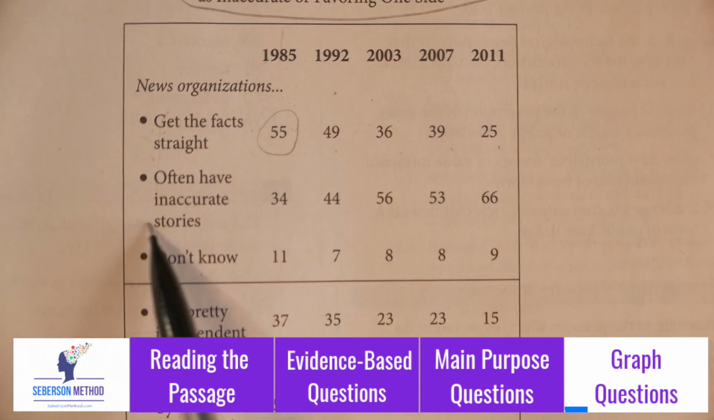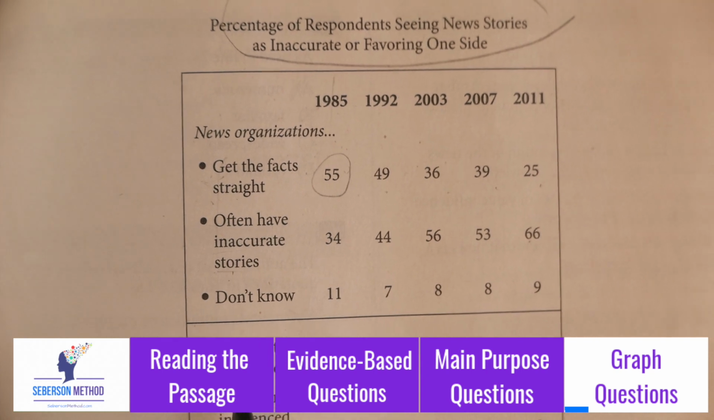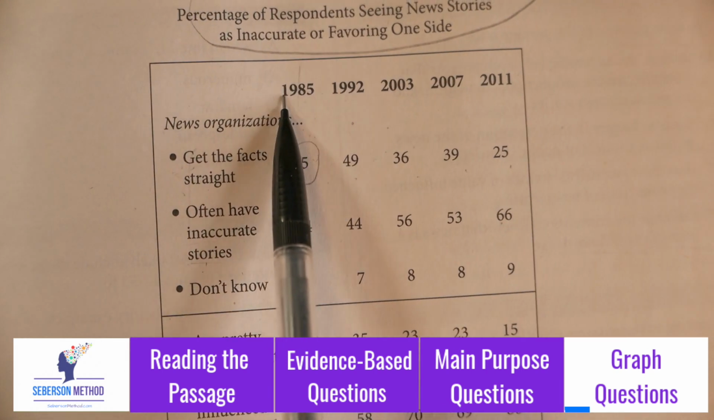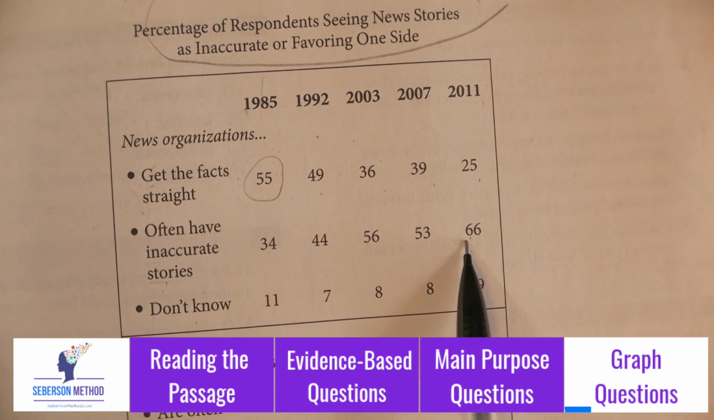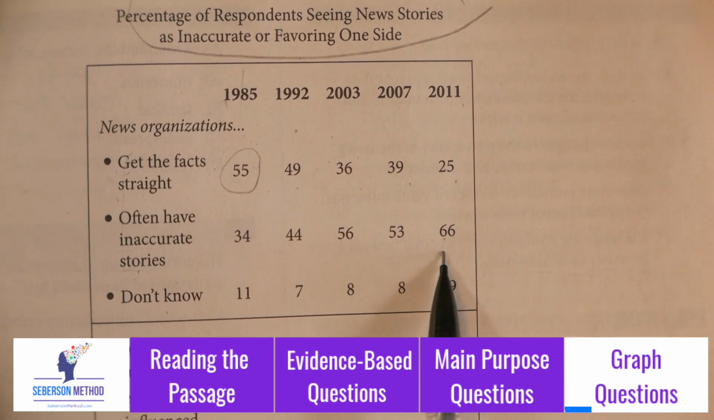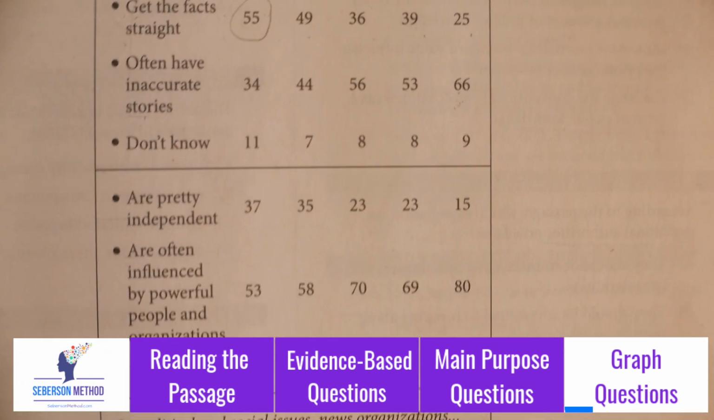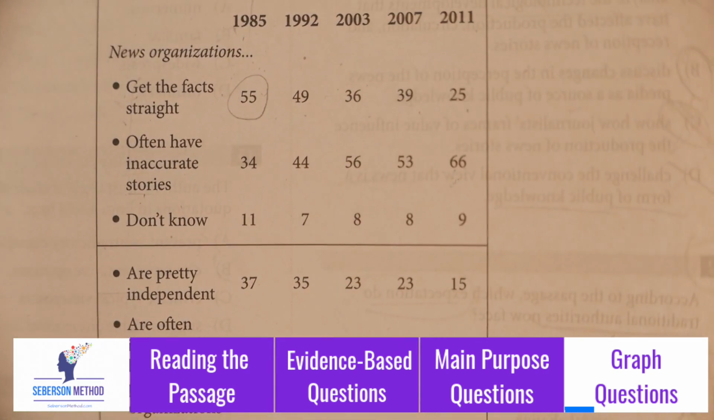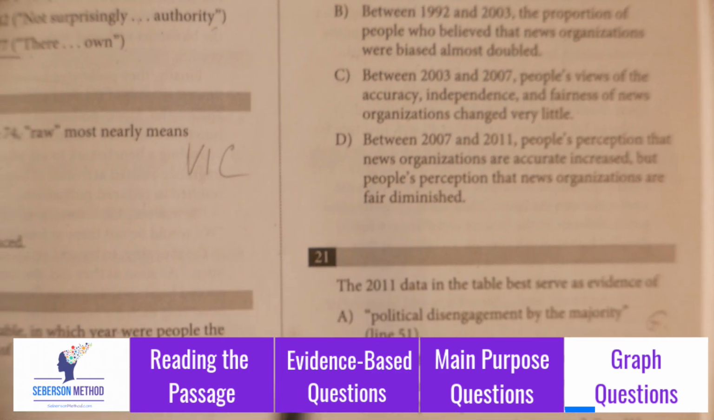questionnaires. Often have inaccurate stories. 34% said that the news organizations had inaccurate stories in 1984, but in 2011, they thought that 66% of people thought that news organizations give inaccurate stories. So if you look through these questions, you will notice that 1984 was the time when people were most trusting to the news, so we're going to go with A.